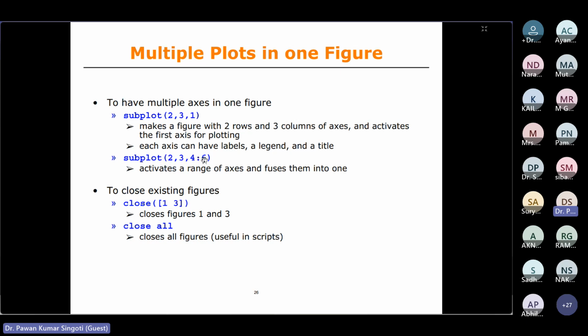Okay, for this one, subplot 2, 3, 4 to 6 activates the range of axes and fuses them into one. So their axis will be one, and they will show in one axis only. To close a figure, if I want to close the first row, third column figure, I will just type close 1, 3 in matrix form. So this figure will be closed, and close all will close all the figures.